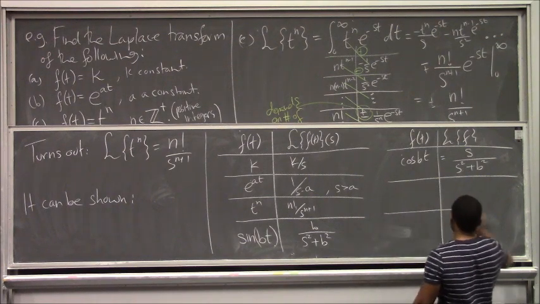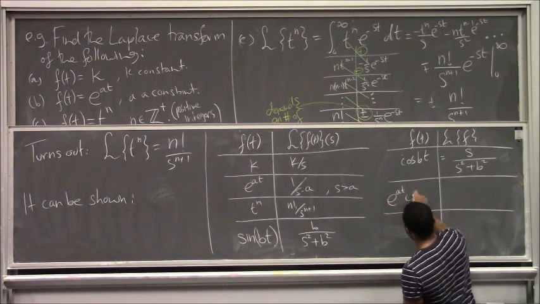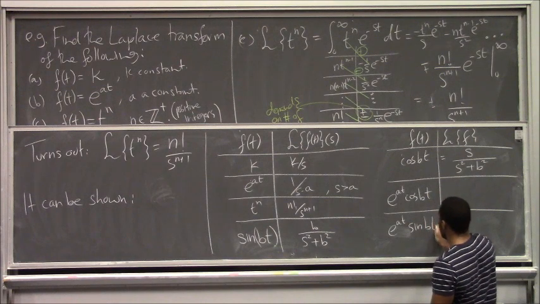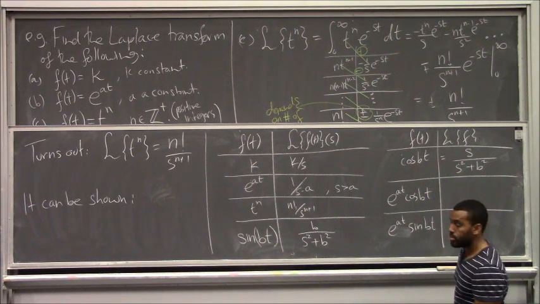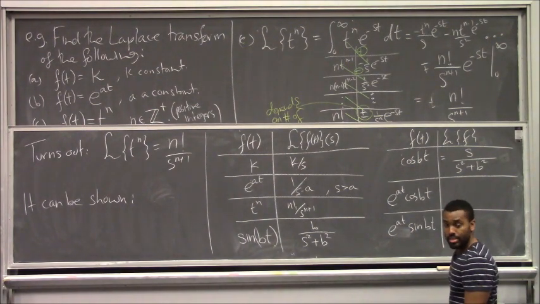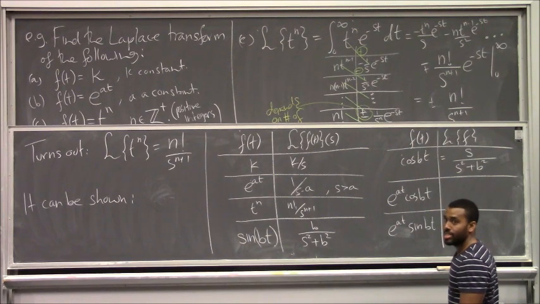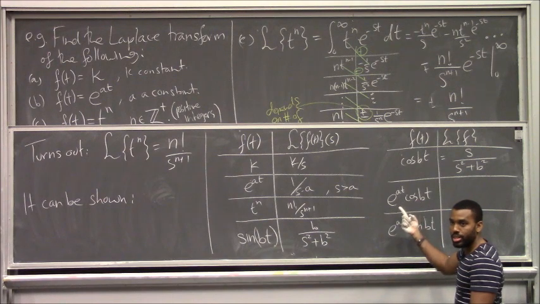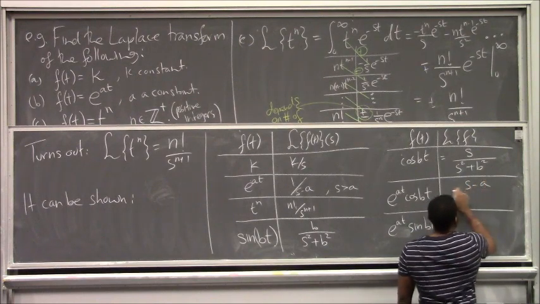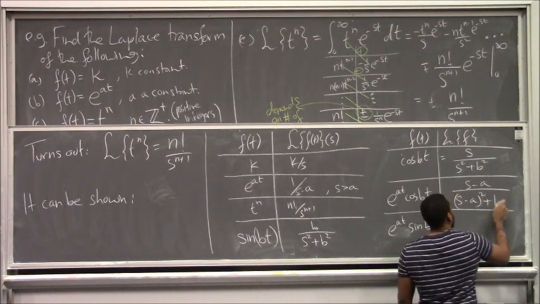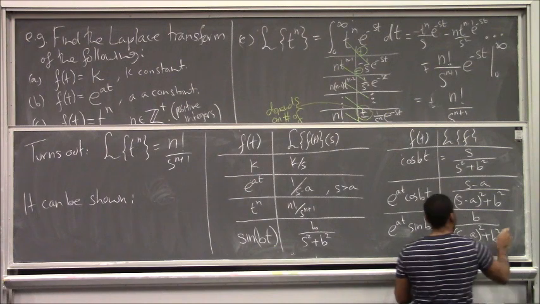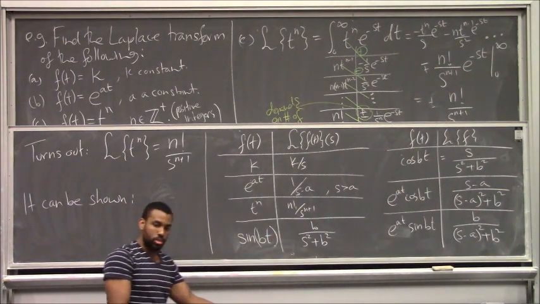Okay, so let's see who's paying attention. If I put e to the at times cosine bt, which is something that we see a lot in this course, things like that, what do you think those guys are? Complex? Combination? No. It's a shift. Remember, multiplying by an exponential in the Laplace universe is just a shift. This is just literally going to shift all our s's. So this is s minus a over s minus a squared plus b squared. And this one here is going to be b over s minus a squared plus b squared. Right? Multiplying by an exponential is a shift.